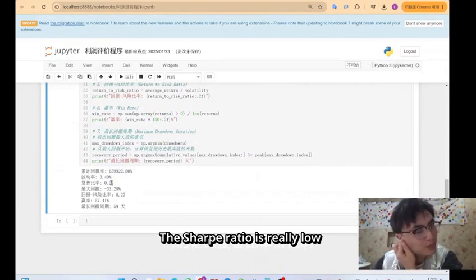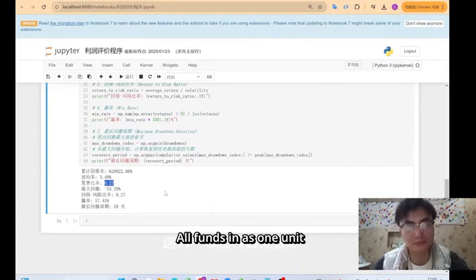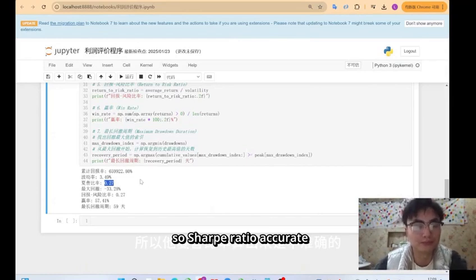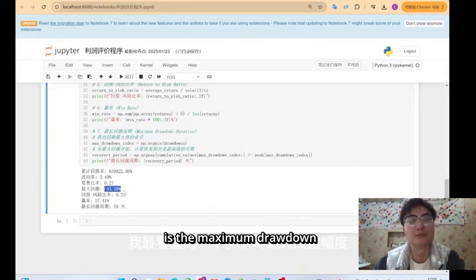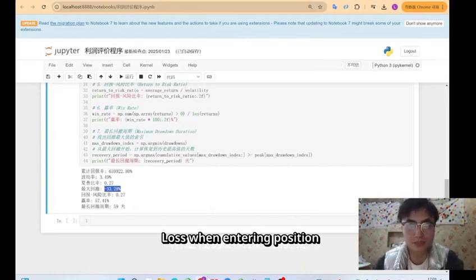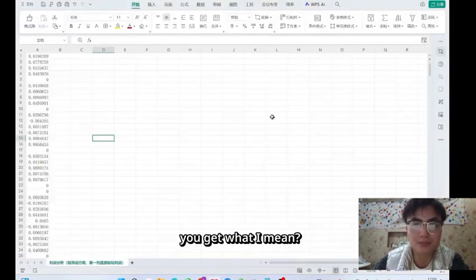The Sharpe ratio is really low, since we're using 1 as the unit, basically. All funds in as 1 unit, so the Sharpe ratio is accurate. The parameter I care most about is the maximum drawdown. What's max drawdown? The loss after entering a position. You might encounter a drawdown. You get what I mean.